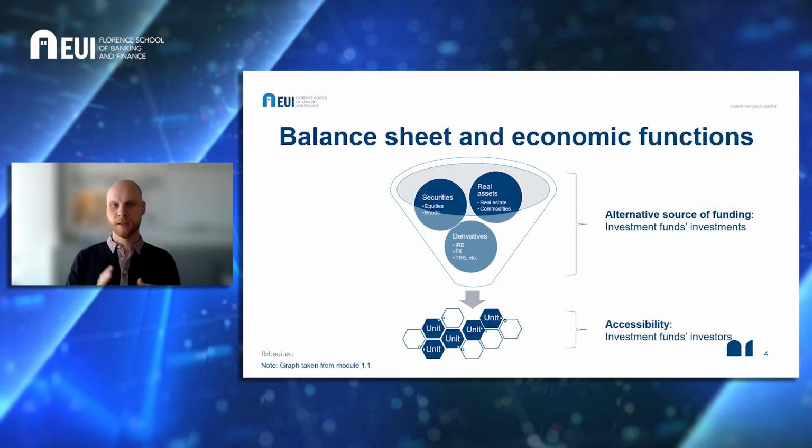When you look at the asset side, you get a high-level understanding of what the fund investments are. So it gives you an idea, when we link it to the economic functions, to whom the funds are providing an alternative source of funding. When you look at the fund units at the bottom, this is the liability side of the fund. This relates to the economic function, the accessibility a fund provides to investors. And that's something we will also discuss.